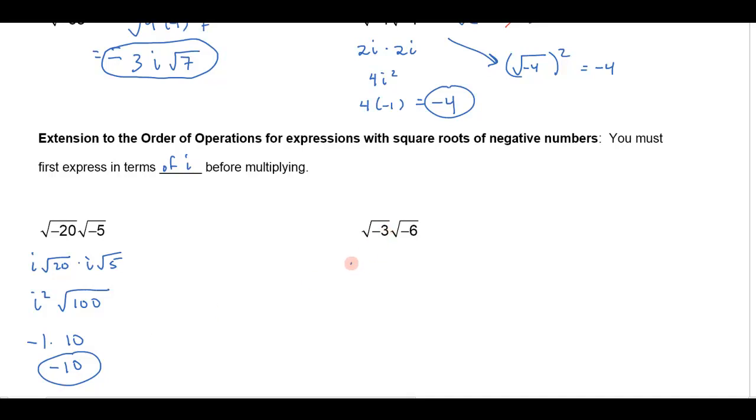Same thing here. I'd write this as i square root of 3 times i square root of 6, which is i squared times the square root of 18. So change your i squared, that equals a negative 1. And then you can write 18 as 9 times 2. So I get negative 3 square root of 2. And that would be how this simplifies.